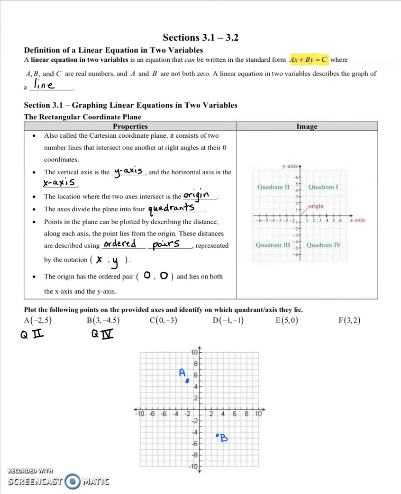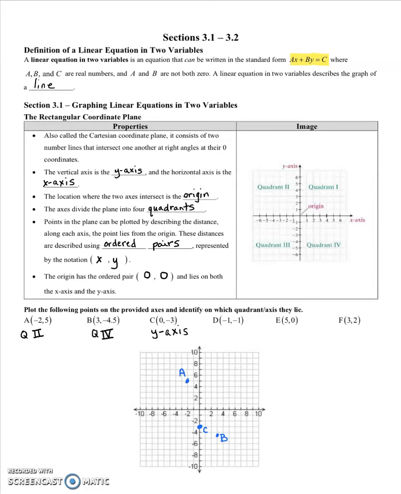Okay, point C is (0, -3). So 0 means we don't go anywhere in the horizontal direction. We stay at the origin, but we go to -3 on the vertical axis. So that point is right there, point C. So that is on the y-axis.